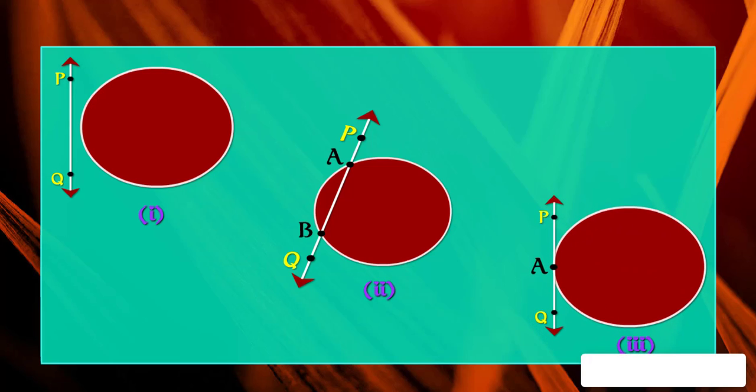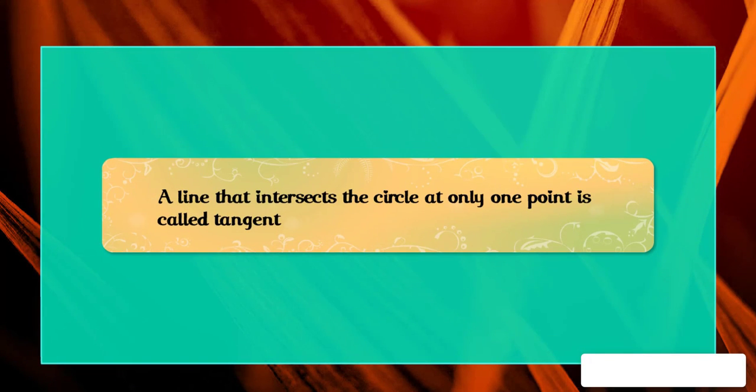In case 3, there is only one point A which is common to the line PQ and the circle. In this case, the line is called a tangent to the circle. We can define a tangent to a circle as a line that intersects the circle at only one point.